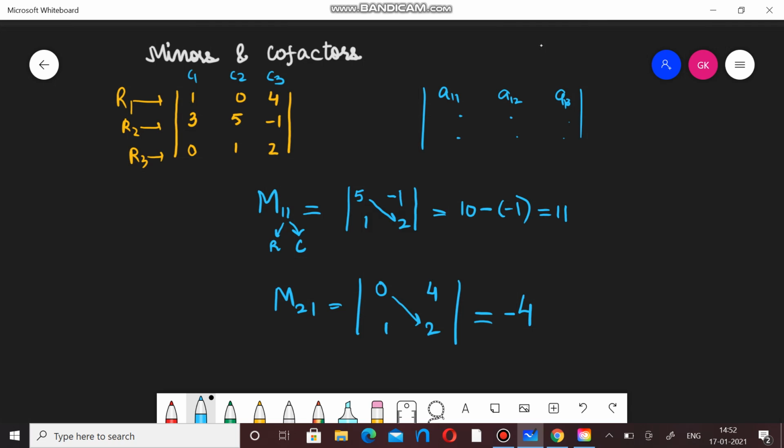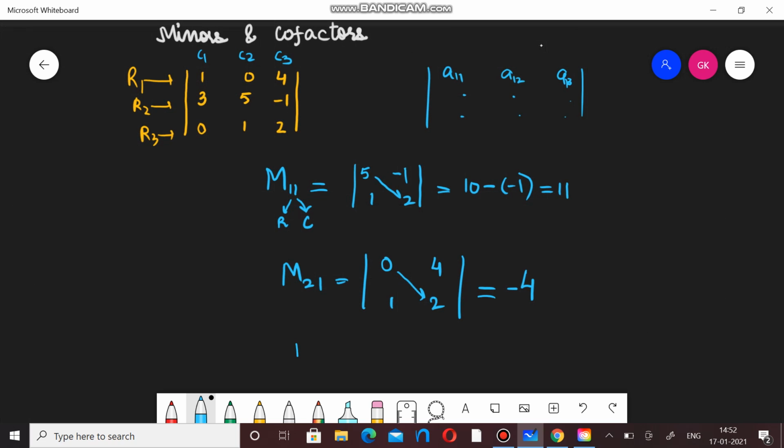I'm telling you for one more element, say M31. So hide the third row and the first column. You're left with the elements 0, 4, 5, minus 1. Over here the minor is coming out to be minus 20.